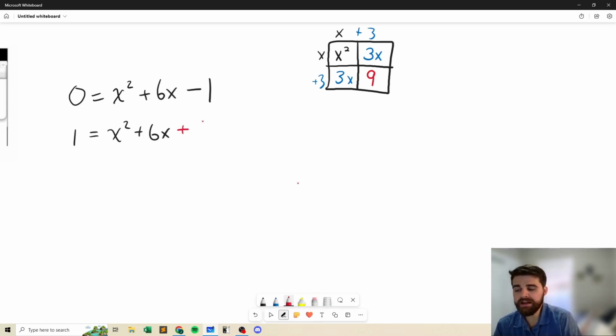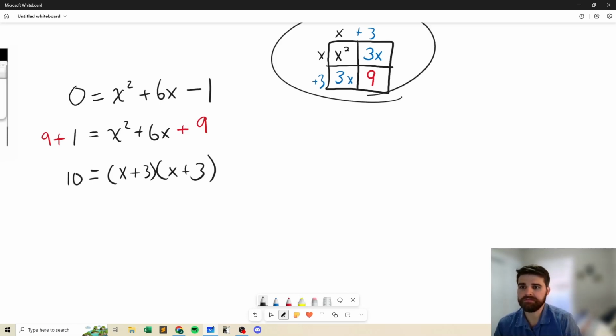I'm going to add whatever number I need to make this factor perfectly. I can do that. I am allowed to just add 9, as long as we keep things equal. Add 9 on the other side, and we're good. Okay, so now I got 10 over here, not just 1. And now I'm going to factor this. So as you can already see in our box, this factors as x plus 3 times x plus 3, right? We just did that.